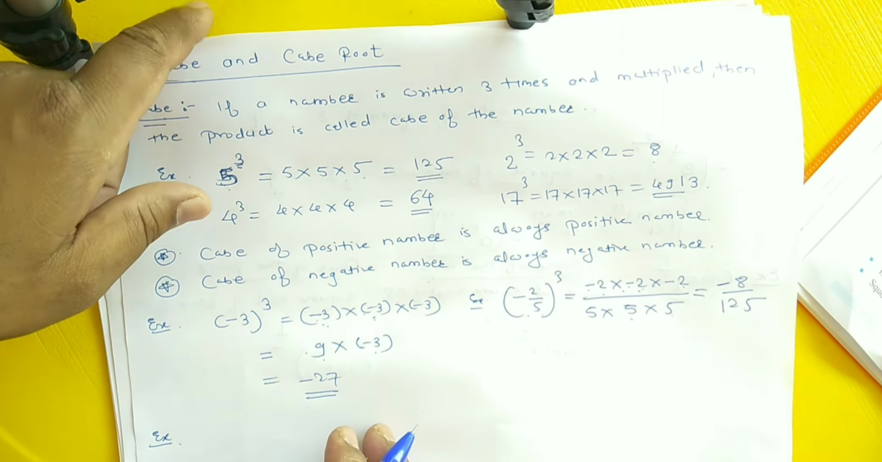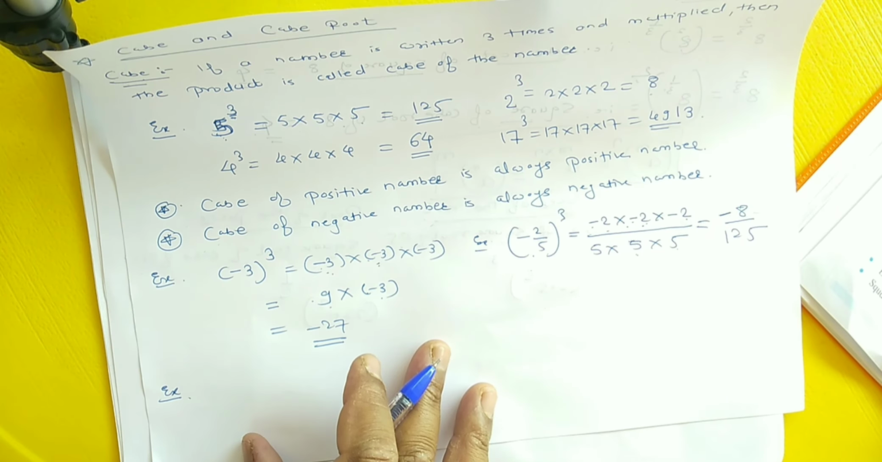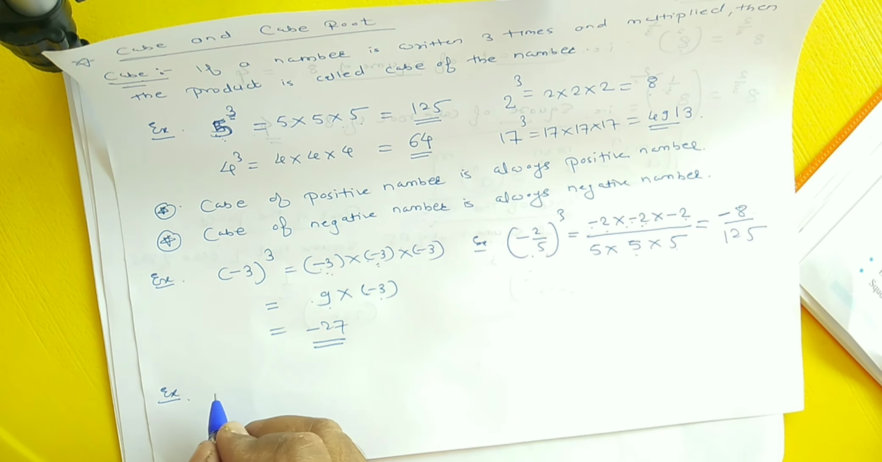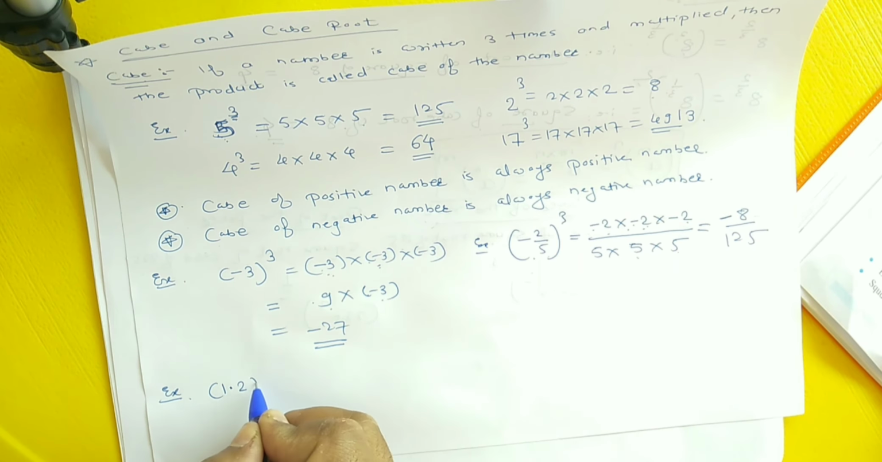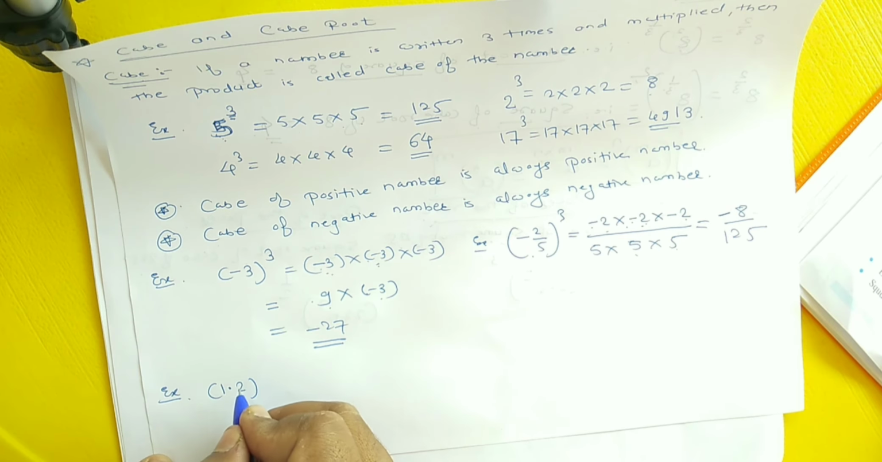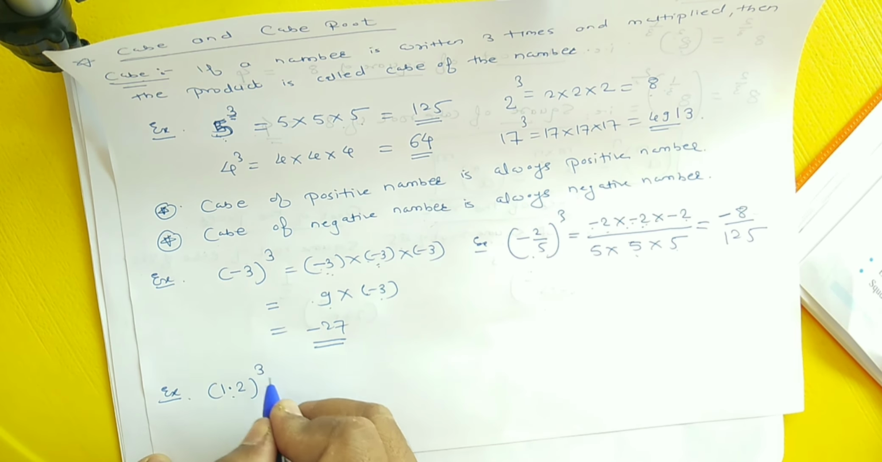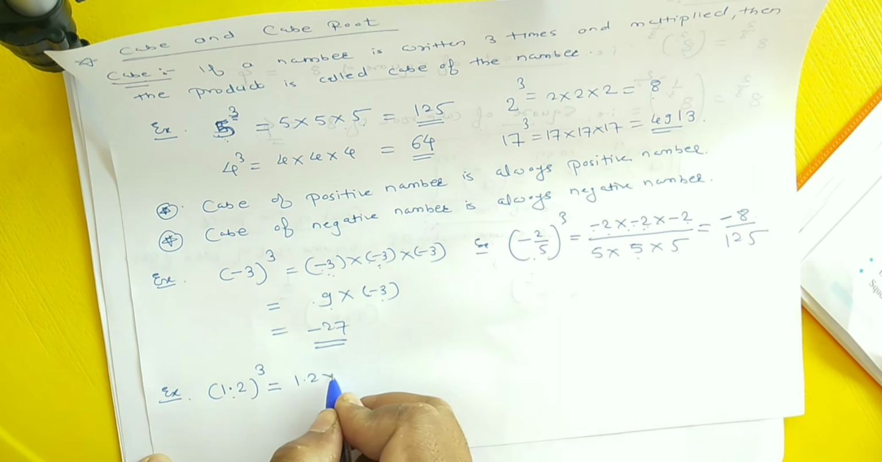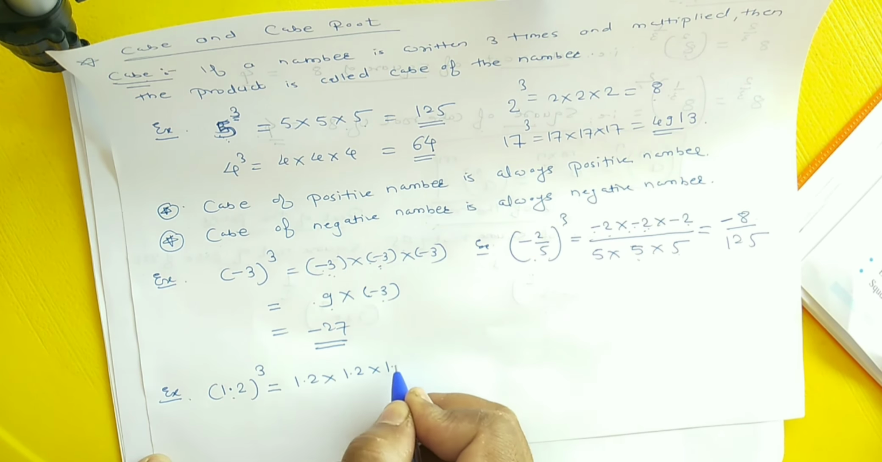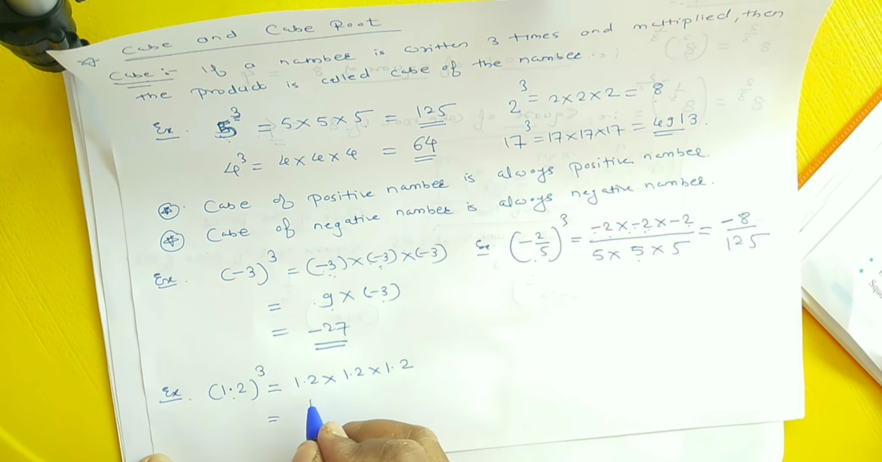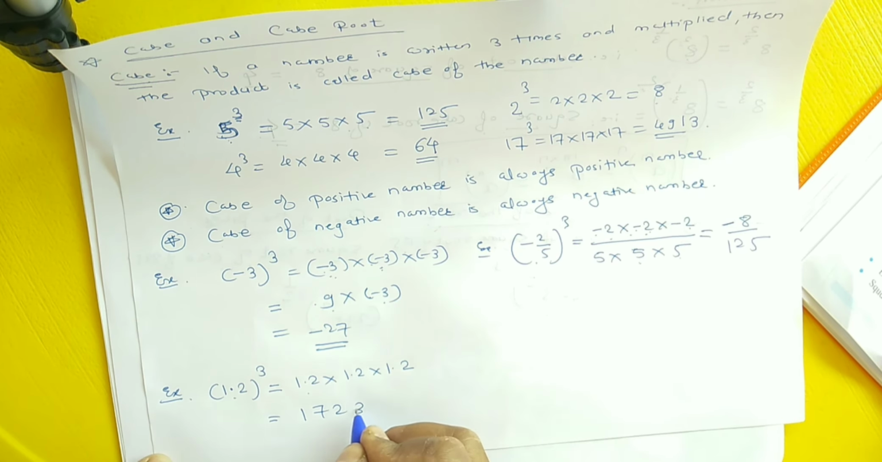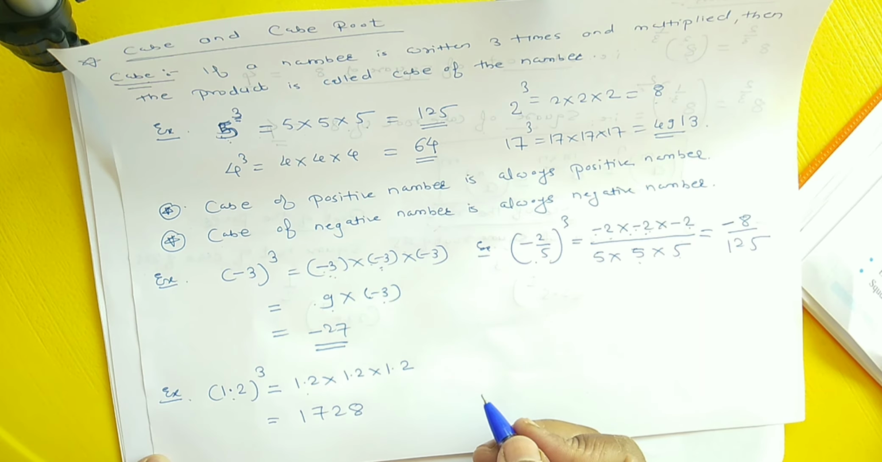Suppose we consider a decimal number. We want to find the cube of a number which contains the decimal point. So the cube of 1.2 means what? 1.2 into 1.2 into 1.2. So initially you want to carry out the multiplication. The cube of 12 is 1728.